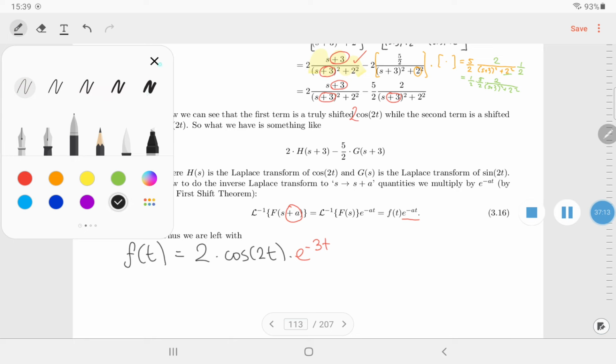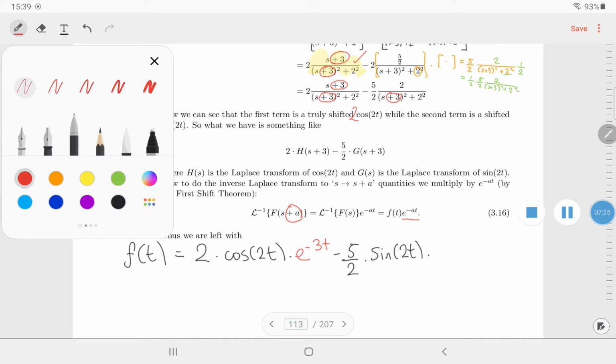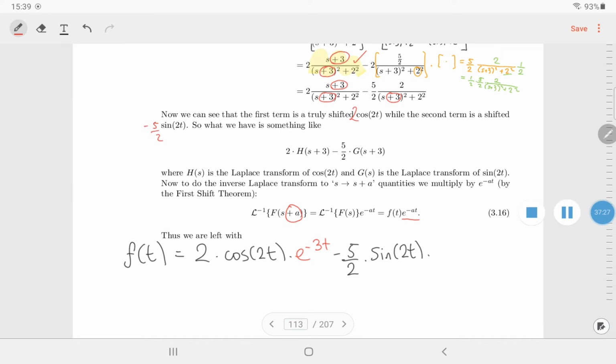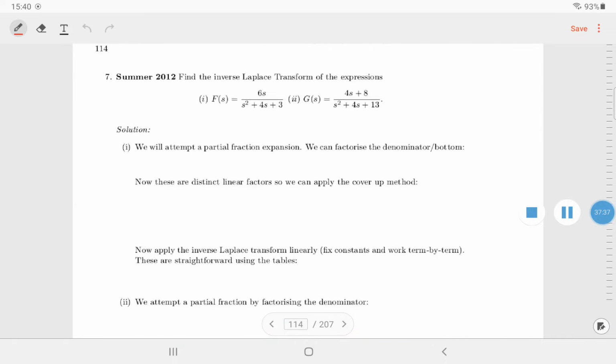Okay. Then fix the minus 5 over 2, and we have a shifted sine 2t. So bring it back as normal, sine 2t. But because it's shifted s to s plus 3, we multiply it by an exponential shift, e to the minus 3t. No joke. And this is an underdamped harmonic oscillator. Absolutely no joke. Okay.